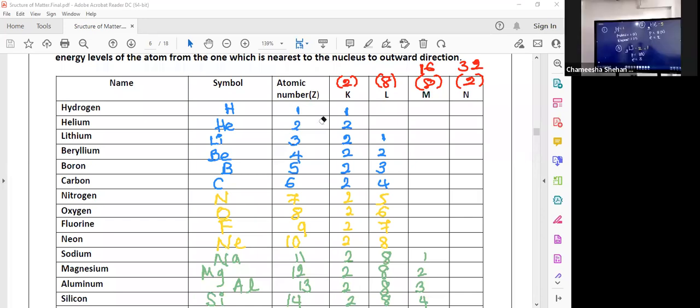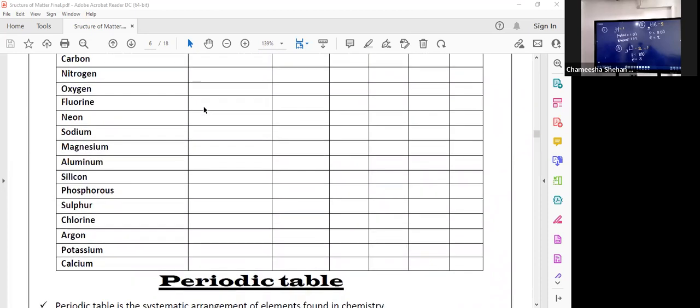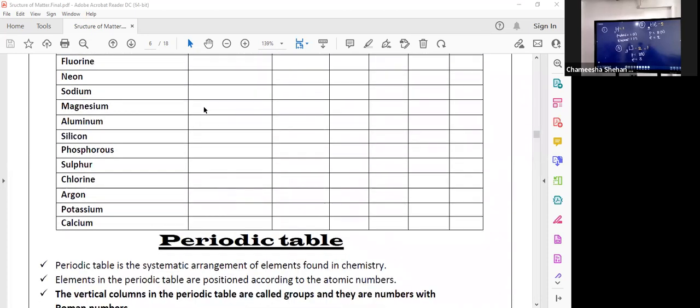So we have done up to silicon, which is the 14th element. 15th is phosphorus. Capital P, 15th. Electron number will be 15, 2, 8, 5. Sulfur, that is the 16th element, 2 8 6. Right. Chlorine, Cl, 17th element, 2 8 7.